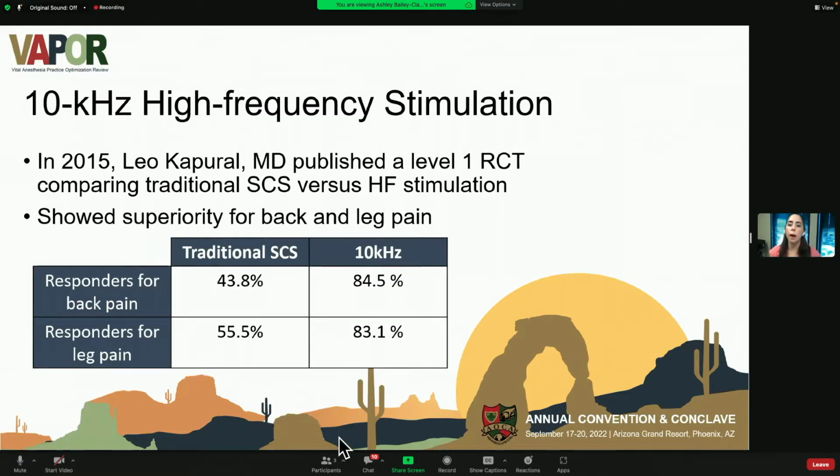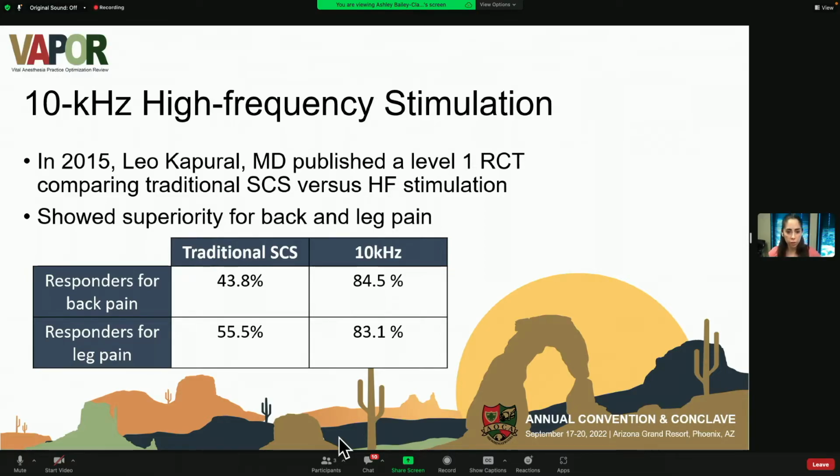Well, in looking back at some of our more recent studies, in 2015, Dr. Kapural came forward with a study, the first level 1 randomized control study, comparing a different type of stimulation. This looked at 10 kilohertz or high frequency stimulation versus more traditional paresthesia-based. They did show superiority for back and leg pain. This was done at 3 months, but this data was carried out both at 12 and since then 24 months.